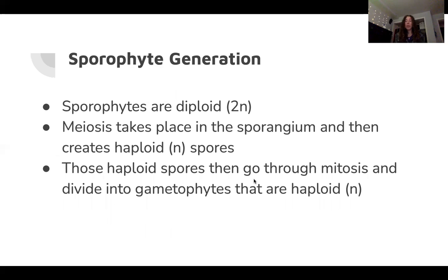Sporophytes are diploid, meaning they have two sets of each chromosome. And this is when meiosis takes place in the sporangium, and that's when it creates haploid spores. So these spores have only one set of chromosomes. And these haploid spores from that point go through mitosis, and then they divide into gametophytes that are also haploid.